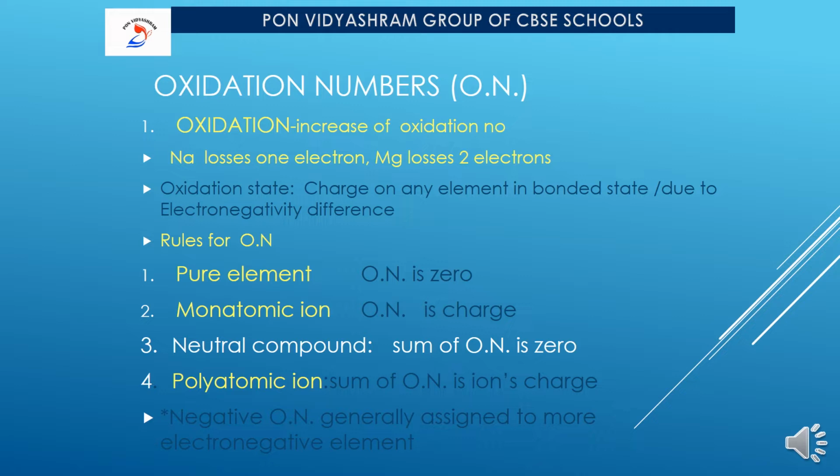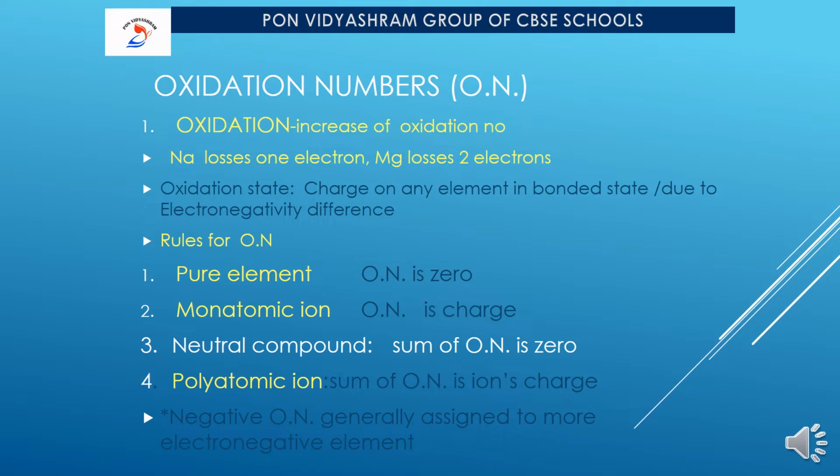So, the charge of any element in bonded state is called oxidation number or oxidation state. The oxidation number of sodium will be +1, whereas magnesium's oxidation number will be +2. I hope you have understood this. Let me continue. After donating that electron, it gains plus charge. So, from 0, the oxidation number increases to +1 or +2.